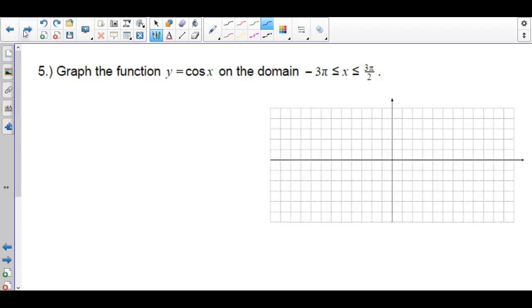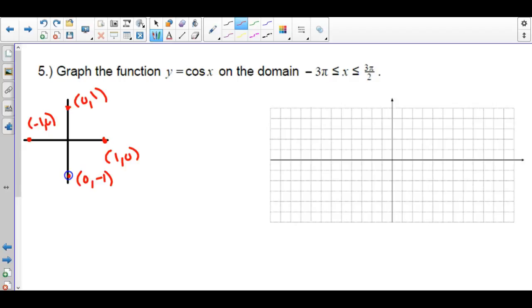Alright, so now we'll get into the trig. Graphing a cosine function on the domain of negative 3 pi to 3 pi over 2. These are the types of problems where I just want to take a look at the unit circle. This is the point 1, 0. This would be 0, 1. This is negative 1, 0. And then 0, negative 1.